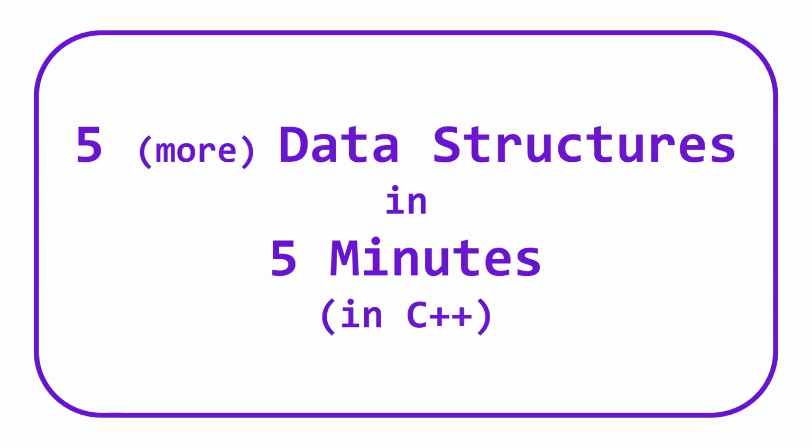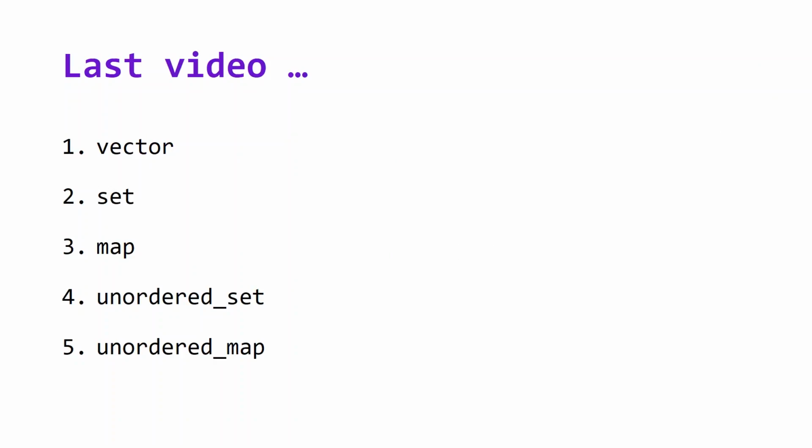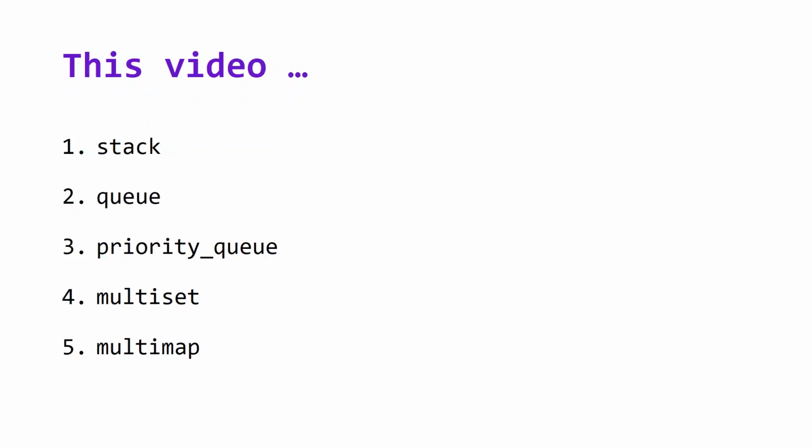In this video, we're going to be covering 5 more data structures in 5 minutes. In the last video, we covered vector, set, map, unordered set, and unordered map. If you haven't seen that video, click the card in the top right-hand corner of the screen. In this video, we're going to cover stack, queue, priority queue, multiset, and multimap.